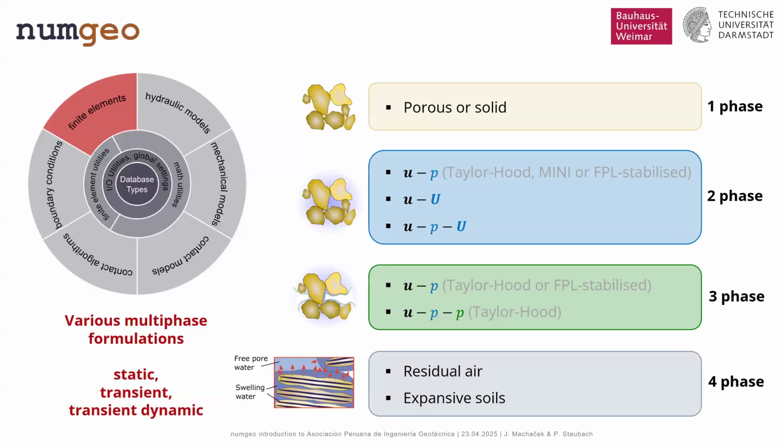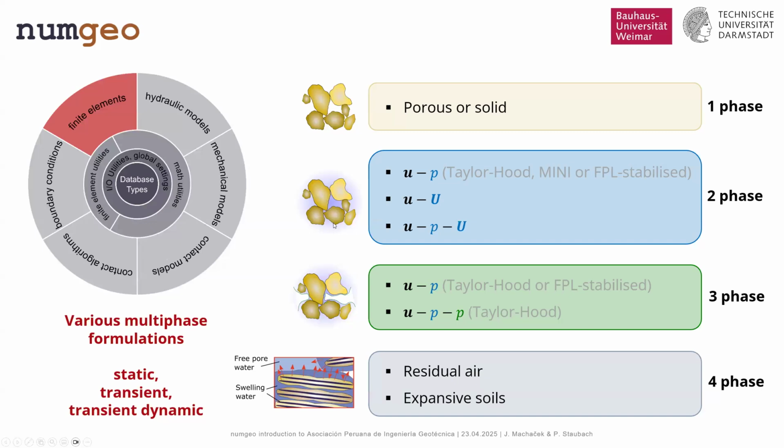So NUMGEO builds on 3 main pillars. The first one is the many different finite elements that are implemented. So these elements, they dictate the physics that can be captured in the simulation. So we have various multi-phase formulations. So you can start modeling the soil, let's say, in a dry state. So that's, let's say, the simplest possibility that you have. But you can also model it in a saturated state.